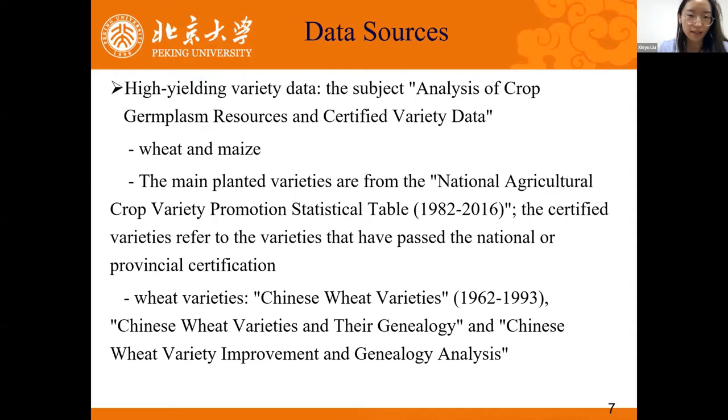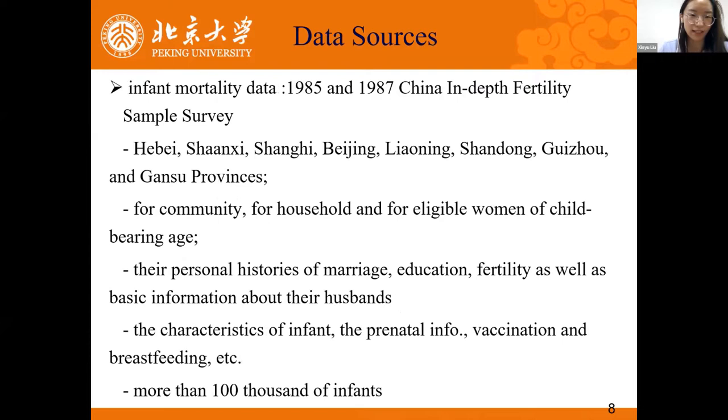And the data sources come from two aspects. The first one is the high yielding variety data. It is collected from the subject analysis of crop germplasm resources and certified variety data. And the second one is the infant mortality data, which comes from the two rounds of the Chinese In-depth Fertility Sample Survey. It covers several provinces like Hebei, Shanxi, and it has a community questionnaire, the mother's marriage history and the characteristics of their infant.